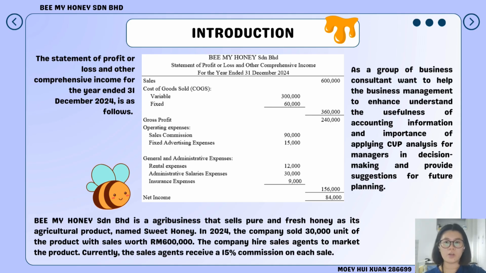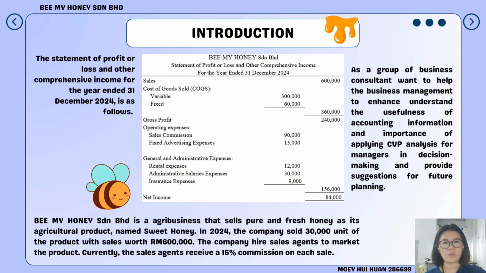Binti Honey Sandra Berhad is an agri-business that sells pure fresh honey as its product named Sweet Honey. In 2024, the company sold 30,000 units of the product with sales of 600,000 ringgit. The company hires sales agents to market the product, and currently the sales agent receives a total of 15% commission on each sale.